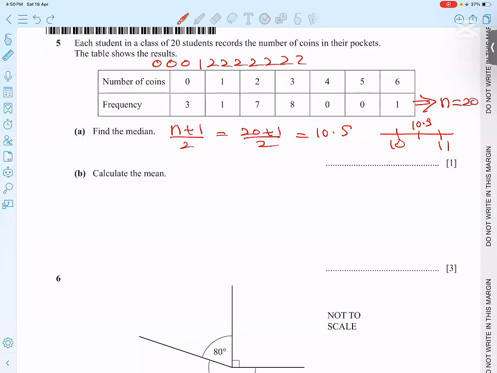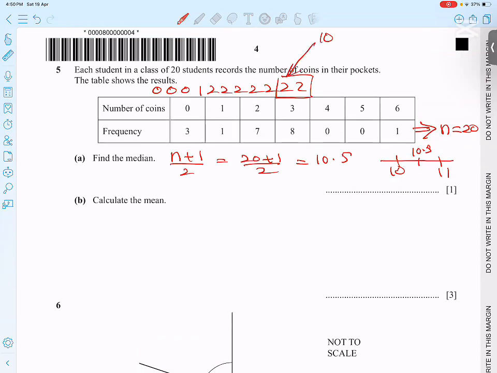But why waste our time like this? So check it, please: 1, 2, 3, 4, 5, 6, 7, 8, 9, 10, 11. So these are the 10th and 11th terms. I'm looking for the 10th and 11th term. Even if we check from the table, 3 plus 1 is 4, 4 plus 7 is 11. So the last 2 is on the 11th spot. So this is the 10th spot and this is the 11th place, and I'm looking for both numbers. So what is the median then? The median turns out to be 2 plus 2, 4, divided by 2. I got 2. So the median is 2.